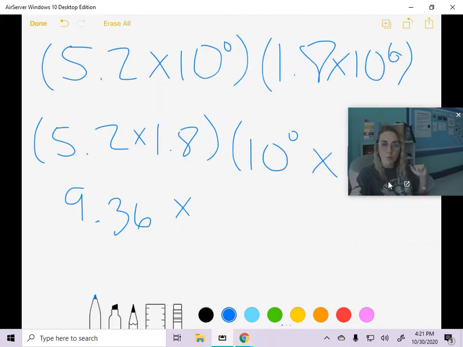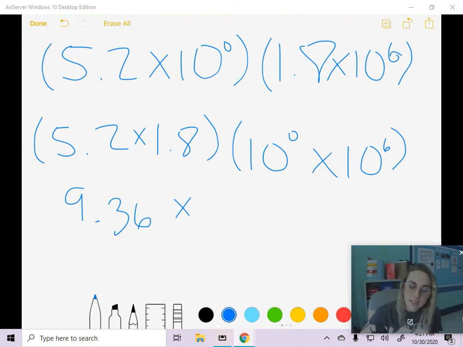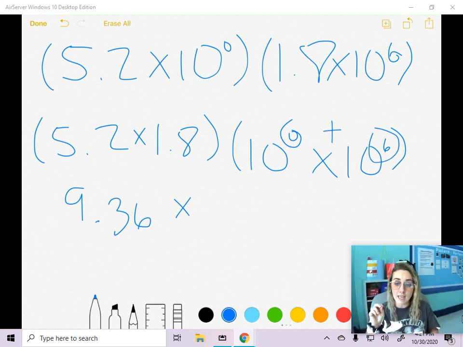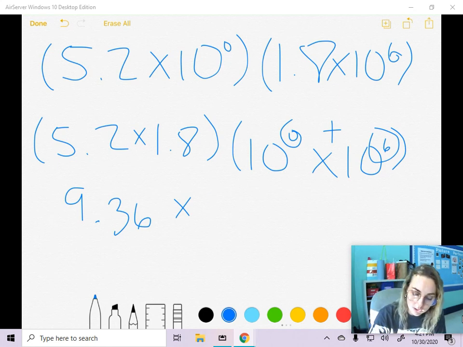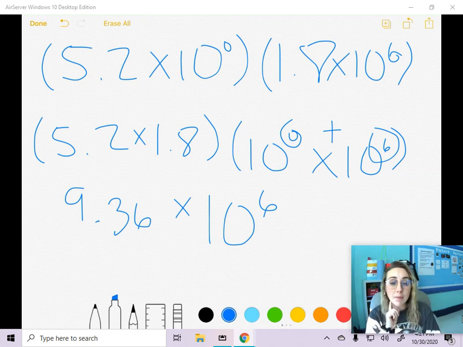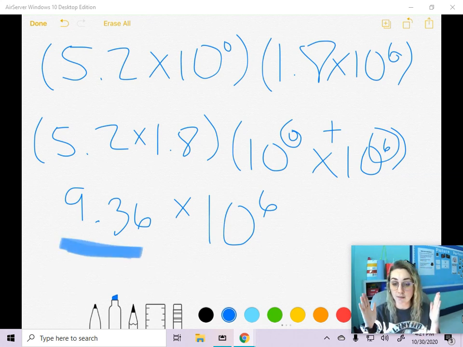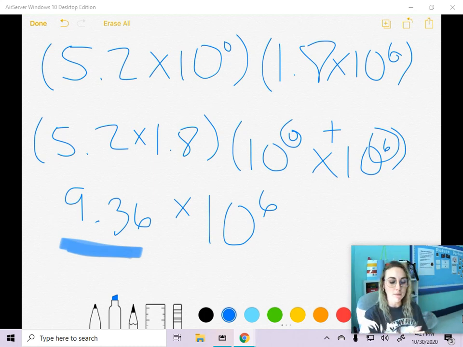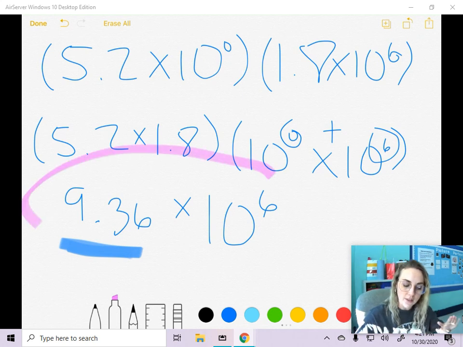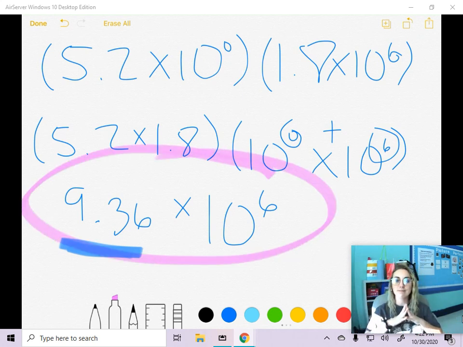Then you can go back to our work over here, and we can just add these exponents because the bases are the same. They're both 10. 6 plus 0 is going to be 6, so it would be 10 to the 6th power. This is in proper scientific notation because the first number is between 1 and 10. It's very close to 10, but it is still between those two numbers. And therefore, that is your answer.